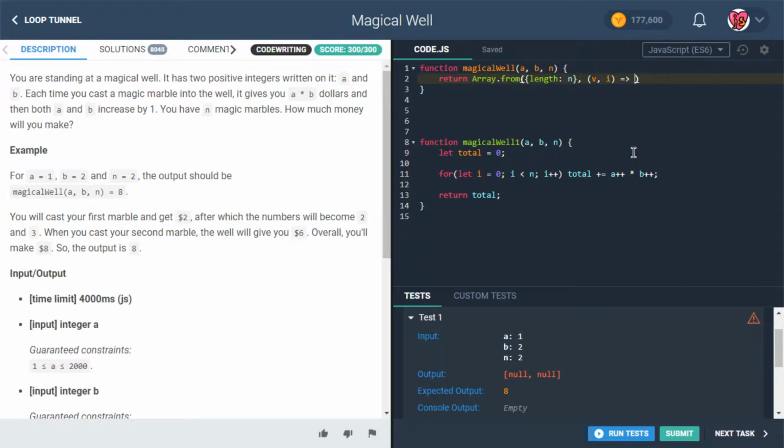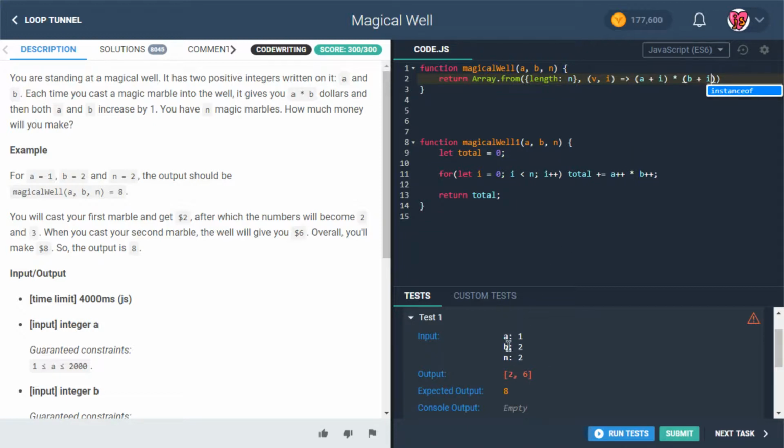Okay, and what are we going to put in here? Well, this is where we're doing our a times b, right? But the thing is, that value is going to change each time. So we could either have something that's iterating A, iterating B, or we could do something like A plus i and B plus i. So let's try that. We'll see what we get.